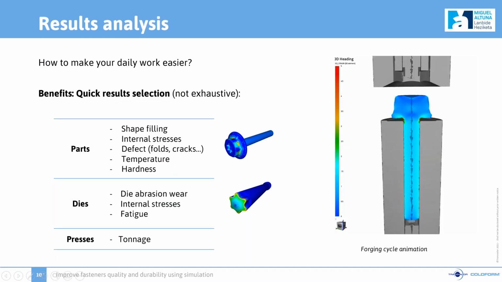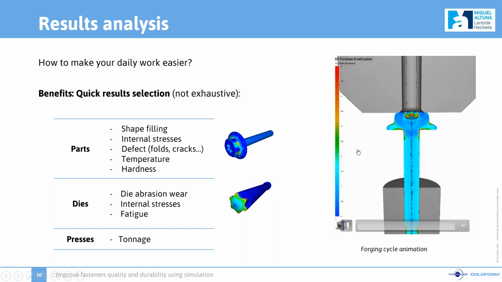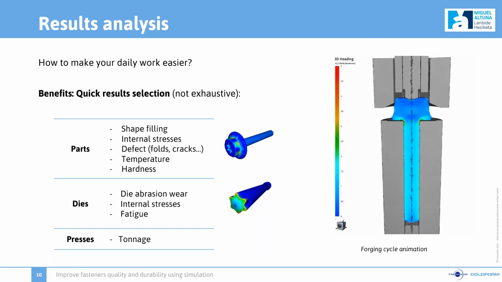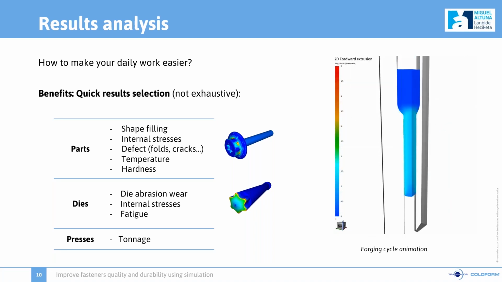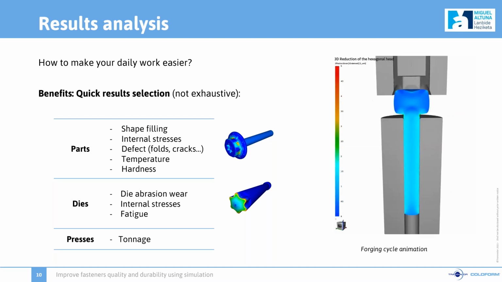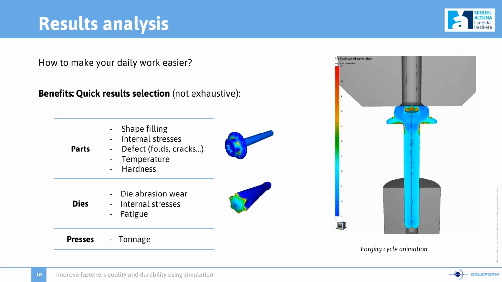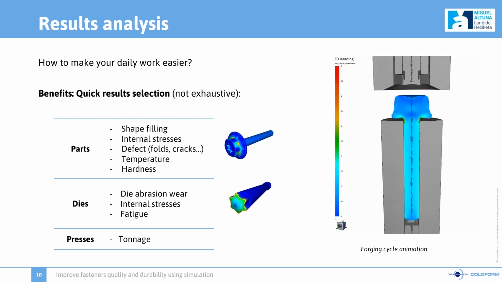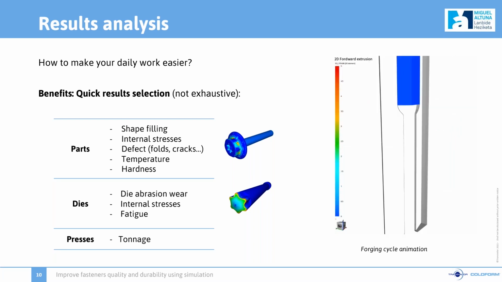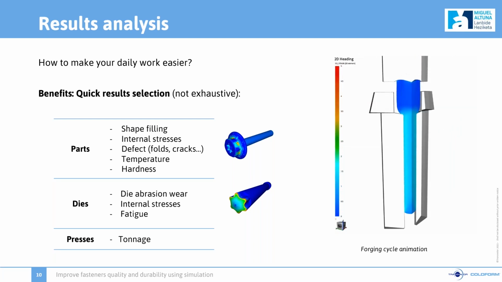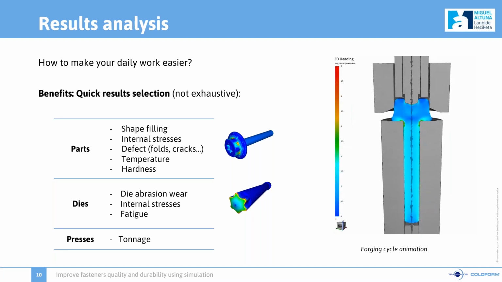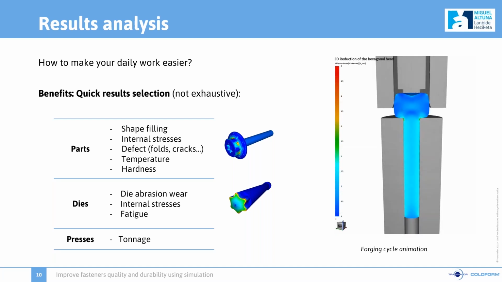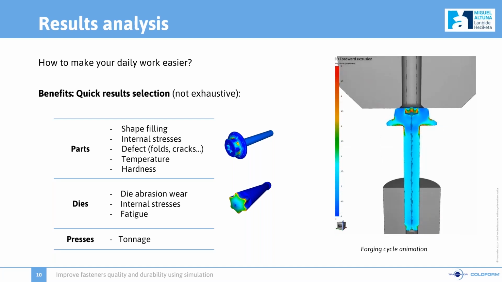Depending on what you are interested in, feasibility studies, forging cycle design, tooling lifetime optimization, forging defects detection, quick tools are available for a complete study of the results in COLDFORM software. You can easily display scalar results for parts such as shape filling, internal stresses, defects, and the part hardness. For the dies, it is possible to determine the abrasion wear, internal stresses, and the fatigue. For the equipment, you can predict the press tonnage needed to create the part.